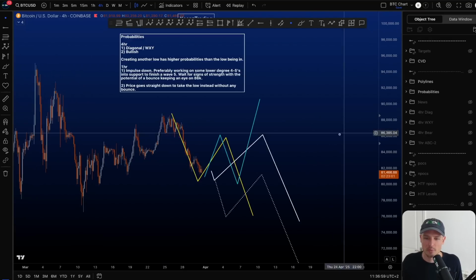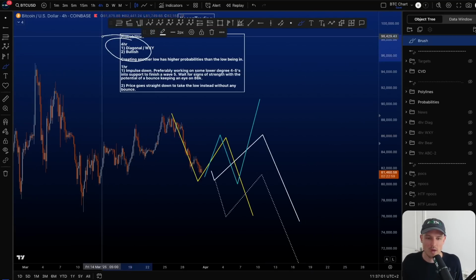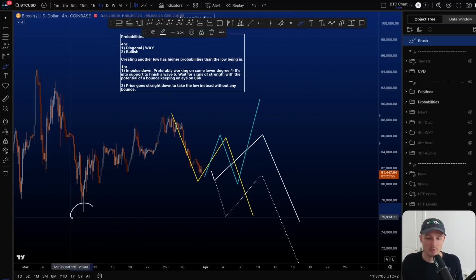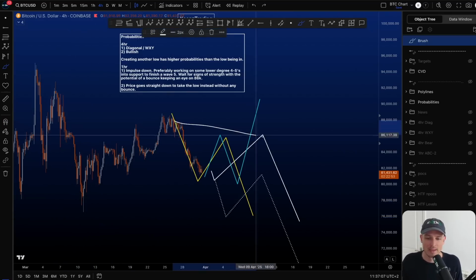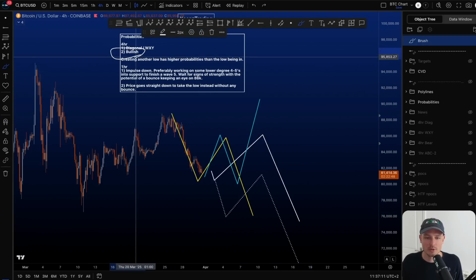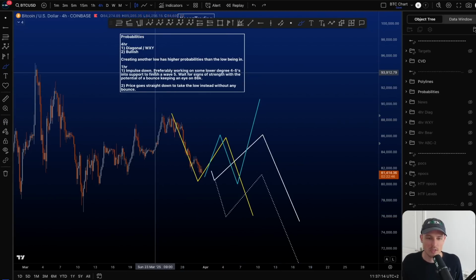And if we then look at the probabilities and the polylines on the 4-hour time frame, probabilities are higher for the diagonal scenario or the WXY, in both cases leading to another low. It is the yellow polyline and the white polyline. And on the number 2 spot, we have the bullish scenario that I just covered.